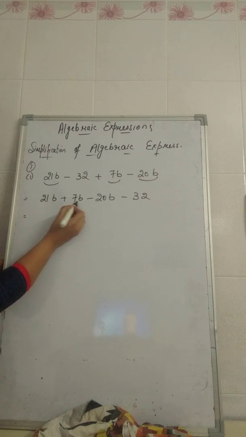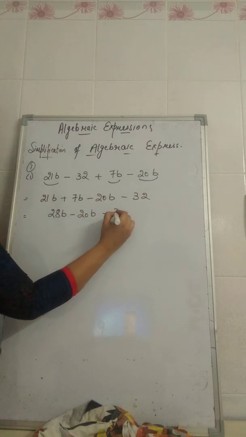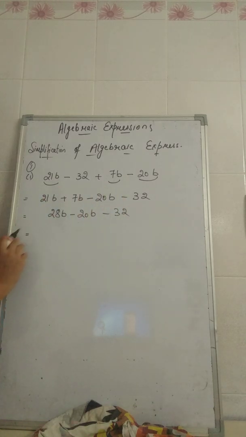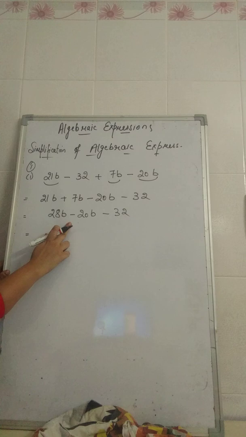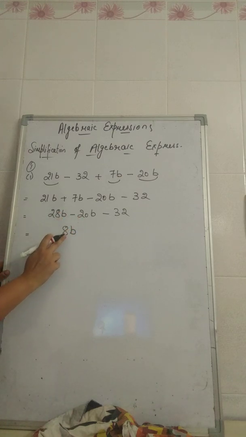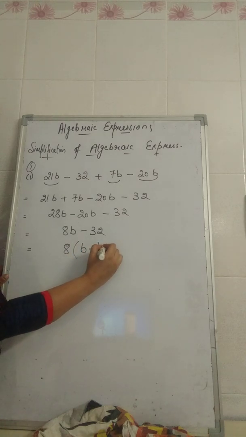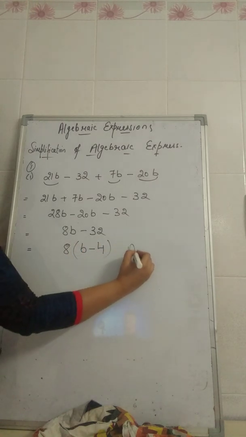So now we will see, 21b plus 7b. Like terms we can add. 21b plus 7b is 28b, minus 20b, minus 32. Again these are like terms, but now we have subtraction. So 28b minus 20b is 8b. 28 minus 20 is 8, and b is the variable. So it is 8b minus 32. Further, we know 8 fours are 32. We will take 8 common and we are left with b minus 4.